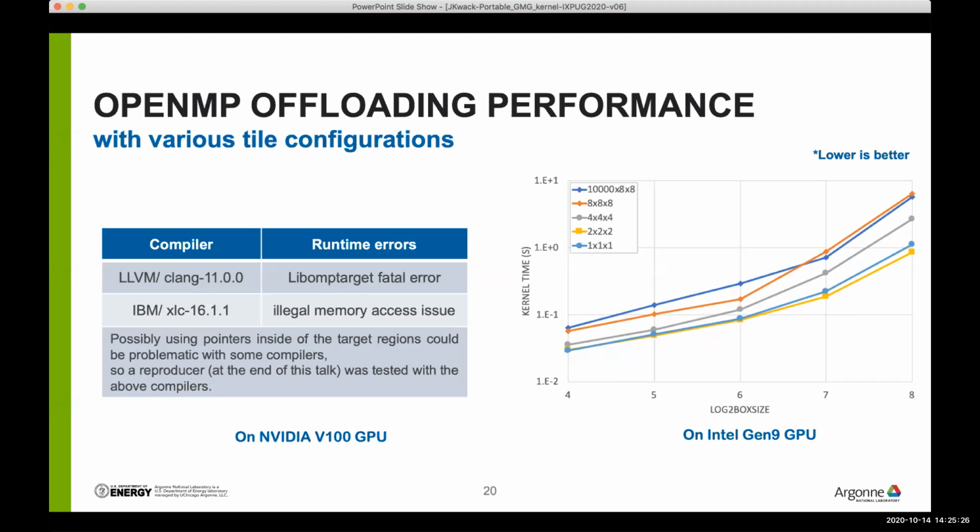But in this case, for some reason, the LLVM compiler and the XLC compiler both give me a runtime error. I didn't really look into the issue, but I think possibly using the pointer inside of the target region could be problematic with some compilers. So I generated a quick reproducer, and I will talk about it at the end of this talk.